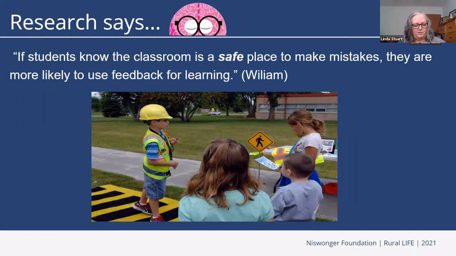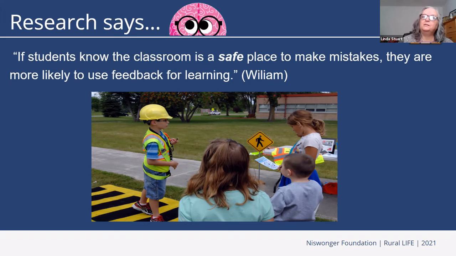This next piece of research says that if students know that the classroom is a safe space, then they're more willing to make mistakes and use the feedback for learning. So this goes back to the beginning of the year when you set the stage for your classroom, the climate of your classroom. How do you want it to feel? Do you want them to feel safe to make mistakes and that it's okay? Or is it a no mistake zone? How do the students feel in your classroom when you are giving them feedback?